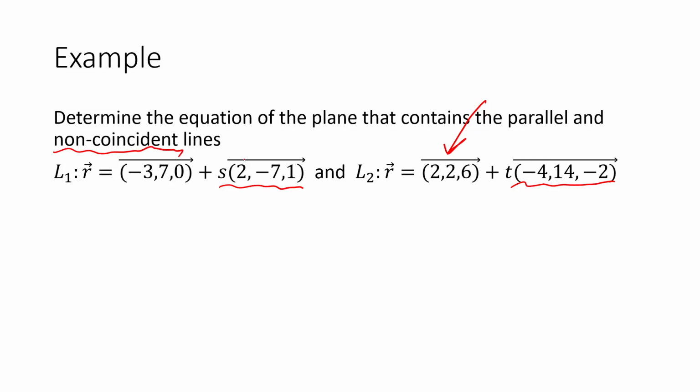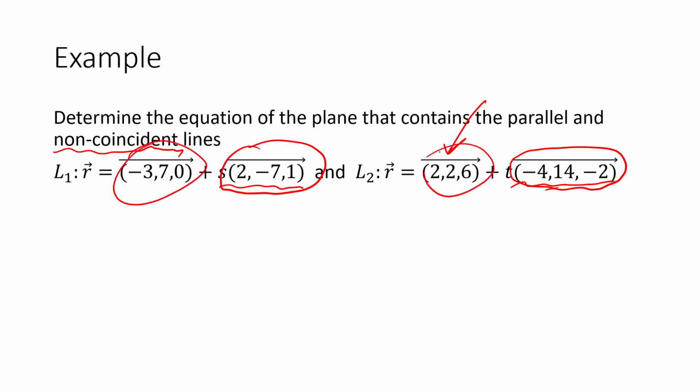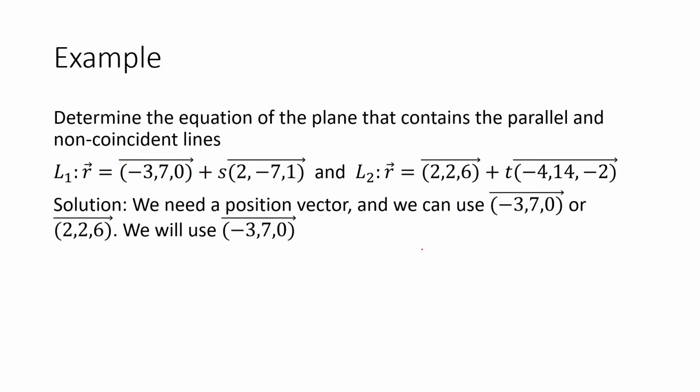So we're going to be able to use 2, -7, 1 as one of our direction vectors. We can't use -4, 14, -2 as the other direction vector for our plane because those direction vectors have to be non-collinear. So instead, we're going to use a vector between -3, 7, 0 and 2, 2, 6, or a scalar multiple of it, to be our other direction vector. And then we're going to use either one of those points to be our position vector. So we need a position vector, and we can use either -3, 7, 0 or 2, 2, 6. So we'll use -3, 7, 0.